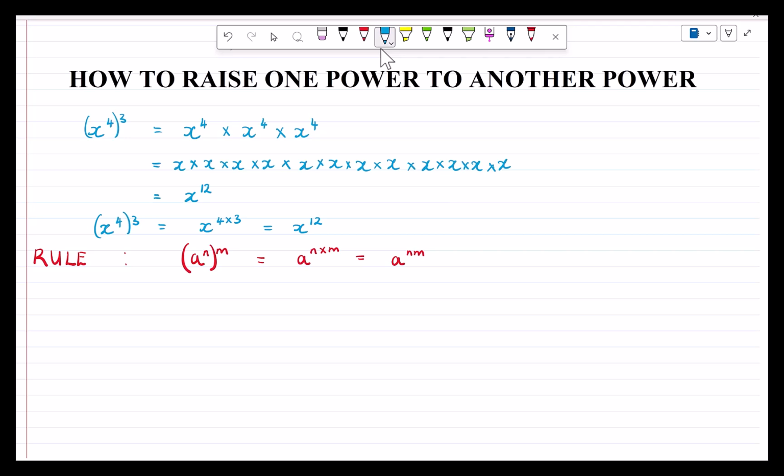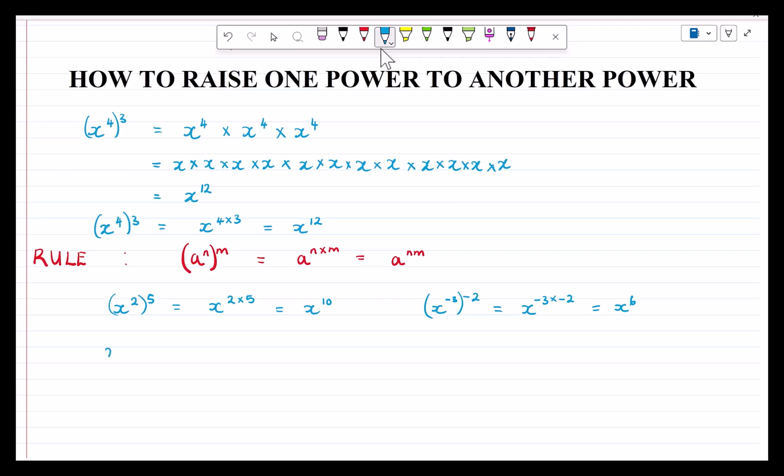Example number 1, we have x to the power of 2 to the power of 5. And what this means is x to the power of 2 times 5, which is equal to x to the power of 10. And then if we have x to the power of negative 3 being raised to the power of negative 2, we do the same thing. We rewrite it as x to the power of negative 3 times negative 2. A negative and a negative gives us a positive. Hence, our answer would be x to the power of 6.